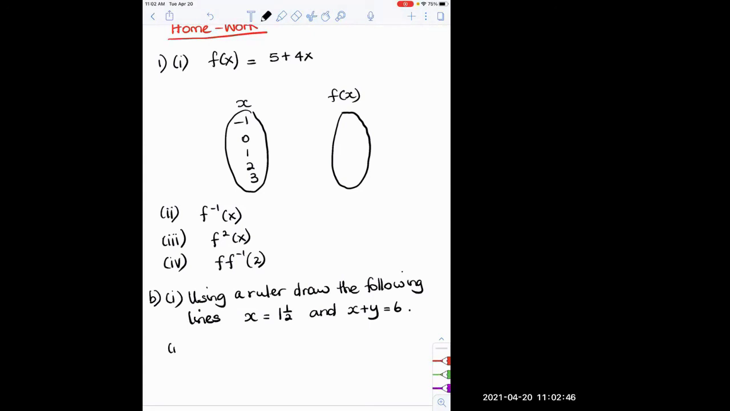And part 2, label R where x is greater than or equal to 1.5, y is greater than or equal to x, and x plus y is less than or equal to 6.